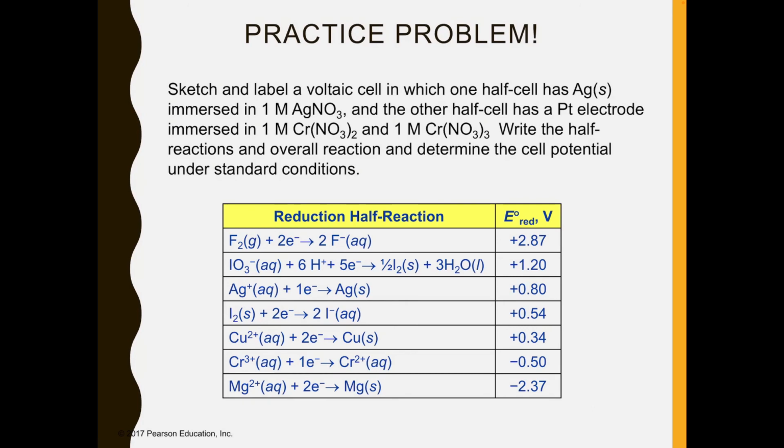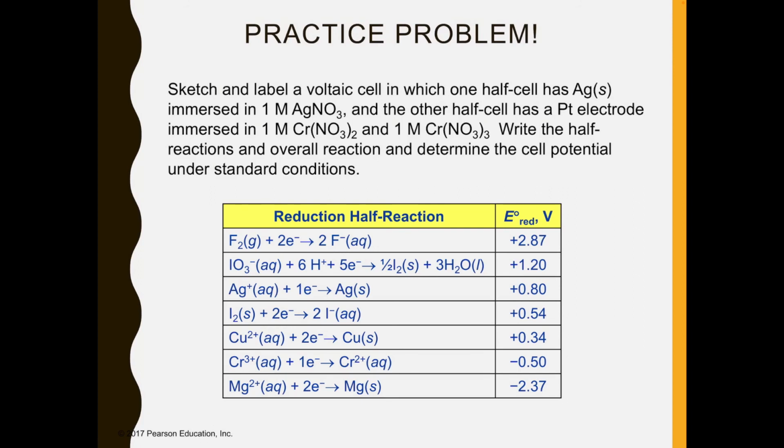All right. Here's a good problem. This is just to see how much you know about this lecture in general. Sketch and label a voltaic cell, which means it's going to be spontaneous, in which one half cell has silver in silver nitrate, and the other one has a platinum electrode in chromium 2 nitrate and chromium 3 nitrate. So write the half reactions, write the overall reaction, determine the cell potential under standard conditions, do essentially everything you've learned so far.